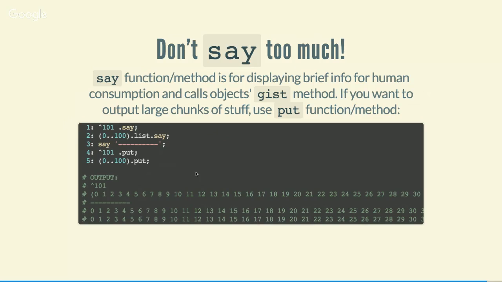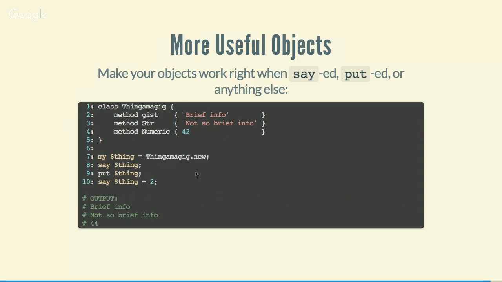Now here I mentioned that say calls the gist method. And that method is defined for these types. Those are Perl types, but you can also define it on your own object. In this case, I'm defining gist, Str, and Numeric. And when I try to use my object as I would use a native Perl type, it's actually calling those methods. So say calls the gist method, put calls the Str method, and when I try to use it as a number, it calls Numeric. So this way you can make objects more useful.